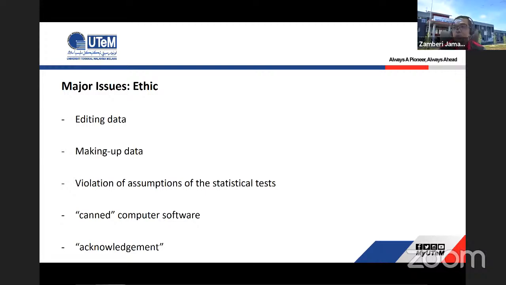Sometimes we make assumptions on some of the data that we collected. So be very careful on the assumptions that we make. This is something that I would be a bit worried about: computer software. This is happening to some of my undergrad students. Nowadays, we could just simply click some menu on the software.